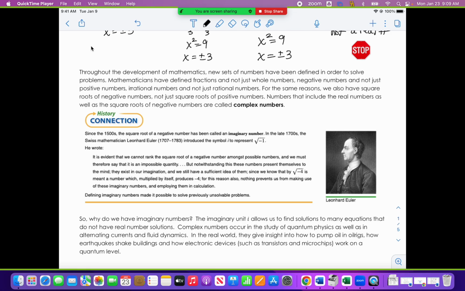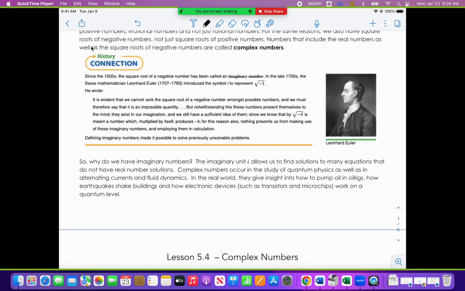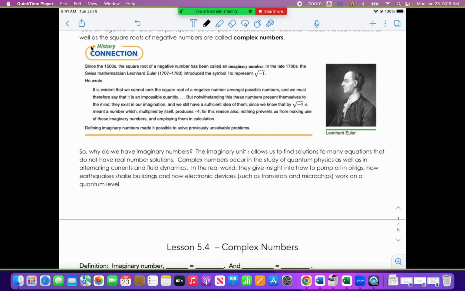Since the 1500s, okay, so that's a really long time ago, the square root of a negative number has been called an imaginary number. In the late 1700s, the Swiss mathematician Leonhard Euler, and it is pronounced Euler, introduced the symbol i to represent the square root of -1. He wrote, "It is evident that we cannot rank the square root of a negative number amongst possible numbers, and we must therefore say that it is an impossible quantity.